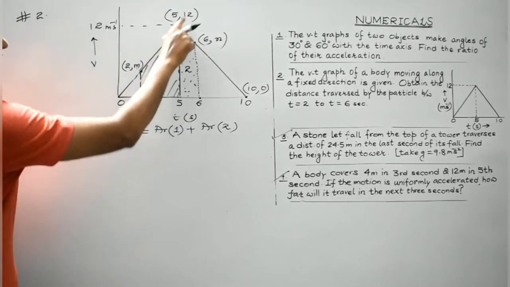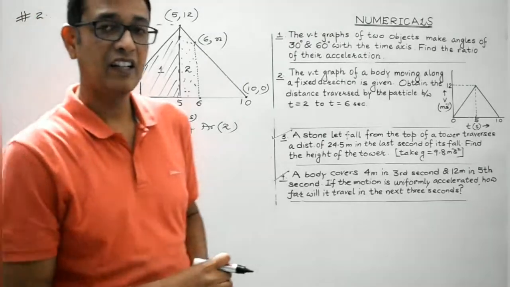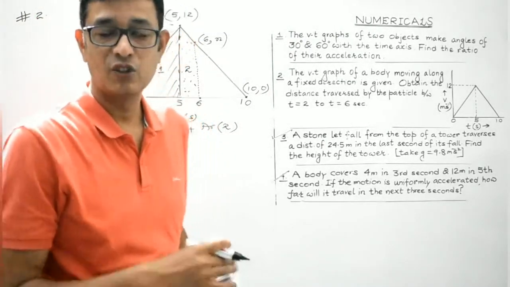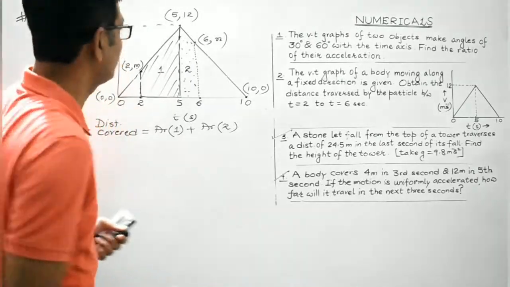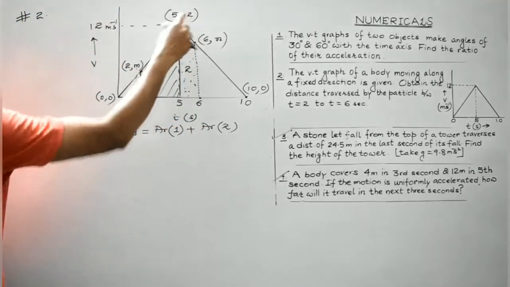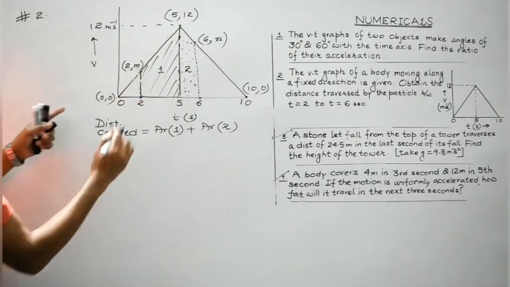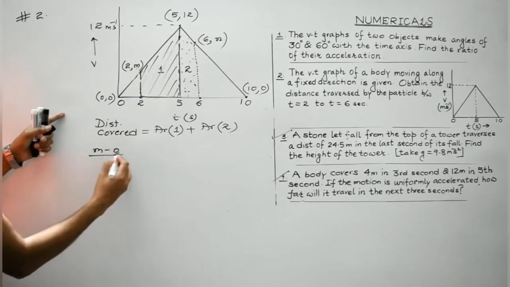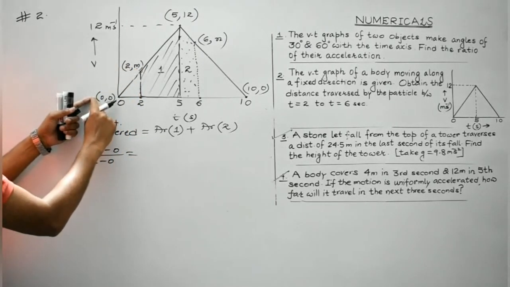Now look, this is a straight line. And students, in the case of a straight line, the slope is always constant. Slope is y2 minus y1 divided by x2 minus x1, isn't it? So, from O to A, let's find out the slope. Between these 2 points, the slope is m minus 0 divided by 2 minus 0.